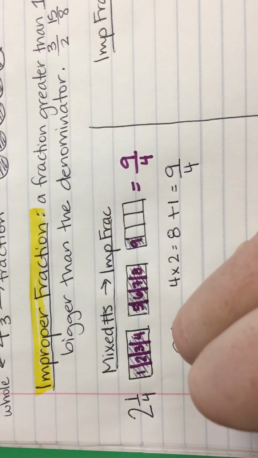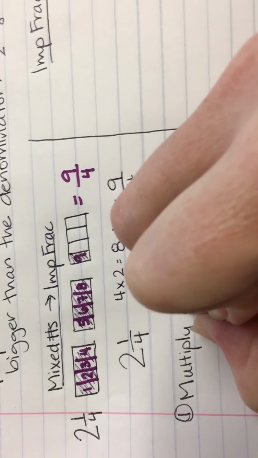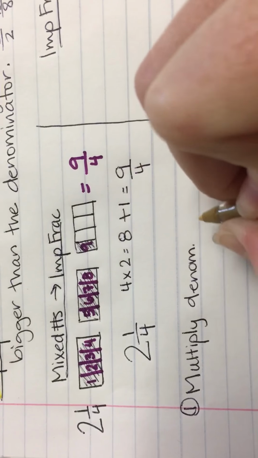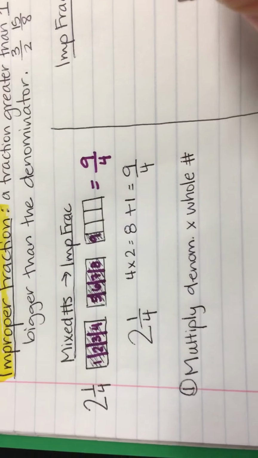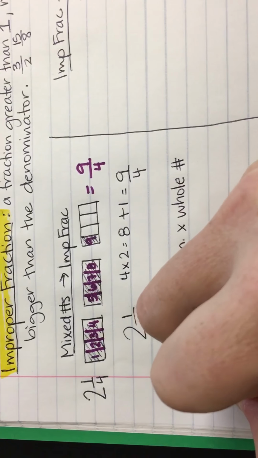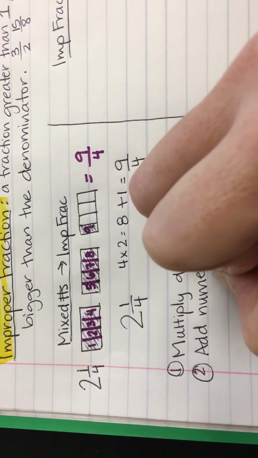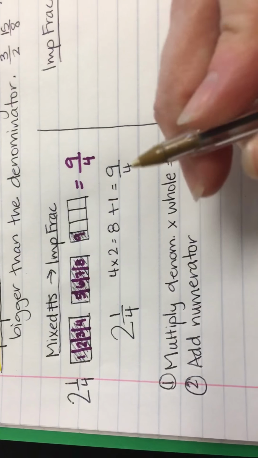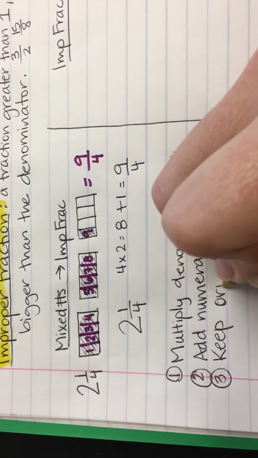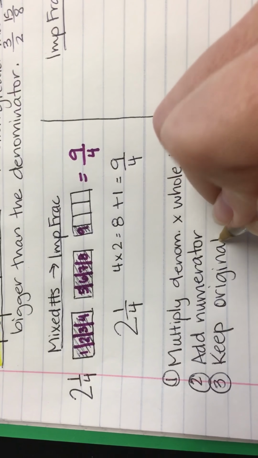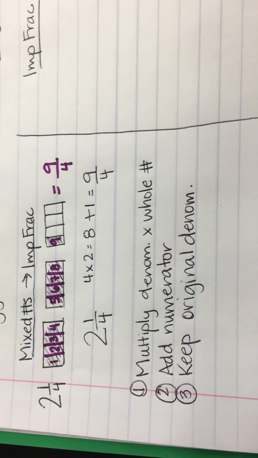So the rules look like this. You're going to start by multiplying your denominator, and I'm abbreviating, times your whole number. Then you're going to add your numerator, and you will keep your original denominator. And I am abbreviating. Feel free to write them out if you'd like to.